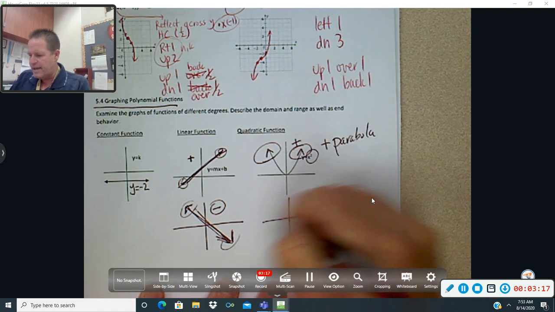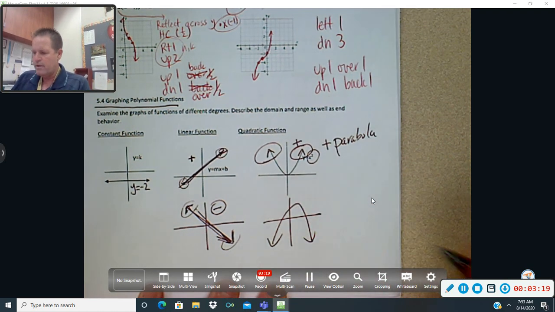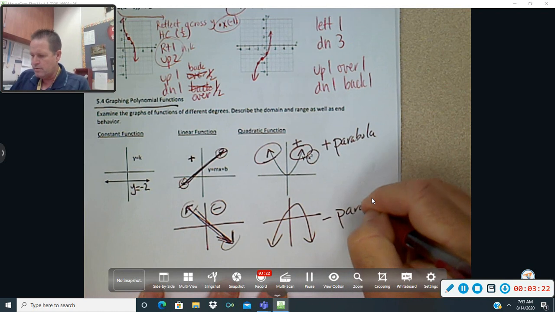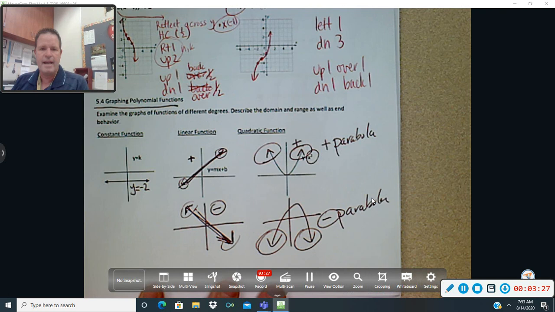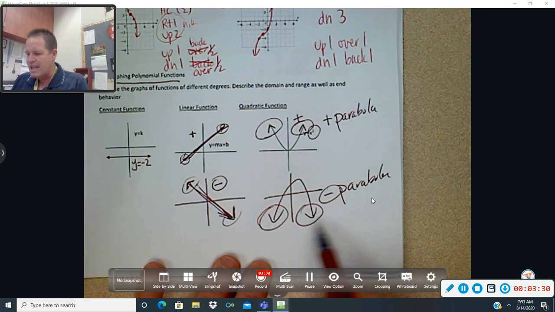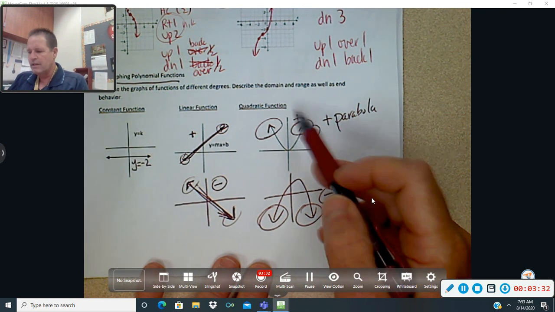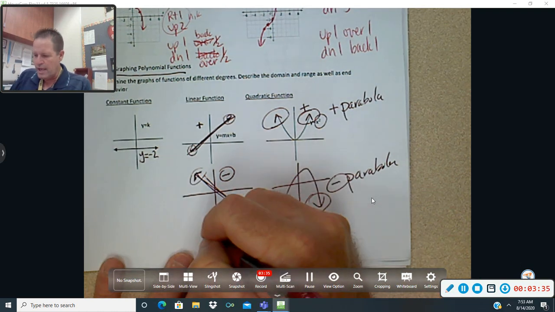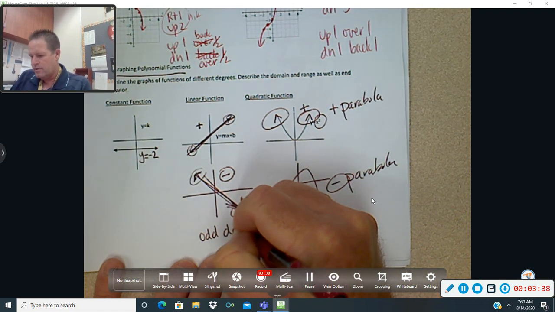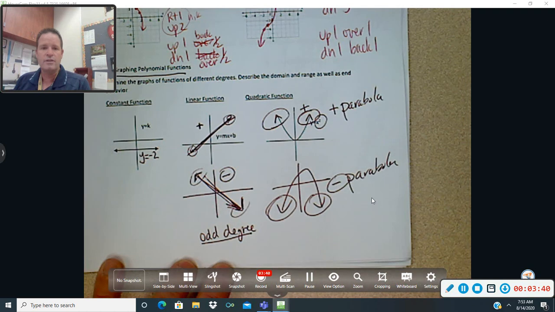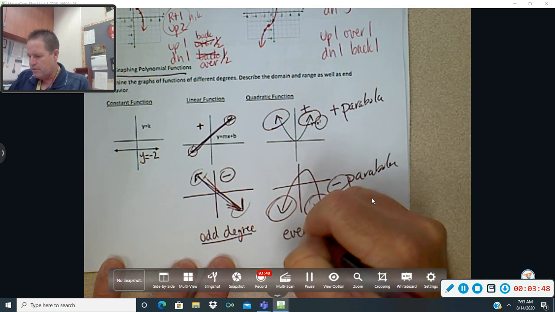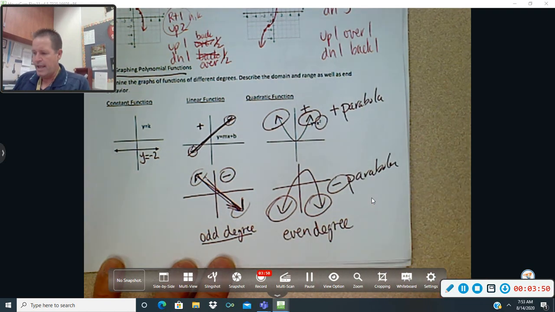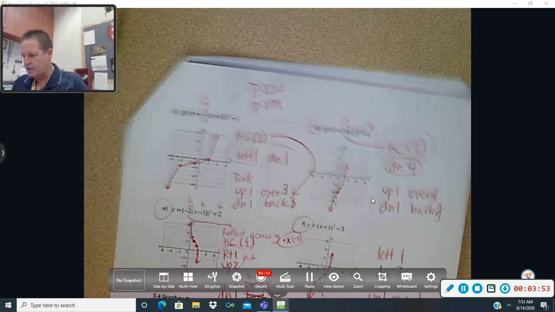Whereas if you have a negative parabola, go ahead and draw that. If you have a negative parabola, both of the tails are going down. So anything with an even degree is going to act like a parabola. So again, we're going to be thinking odd degree, acting like a line. Degree is the exponent power, and we'll talk about that a little bit on the next page. And if it's an even degree, it's going to act like a parabola. All right, so let's turn the page.